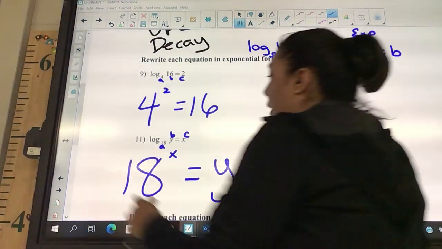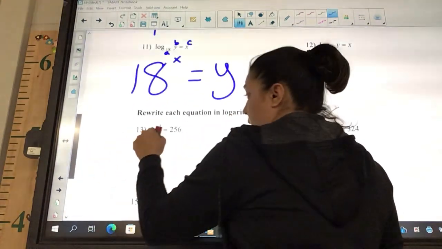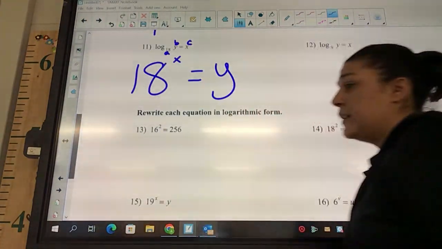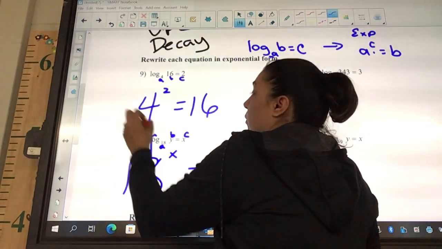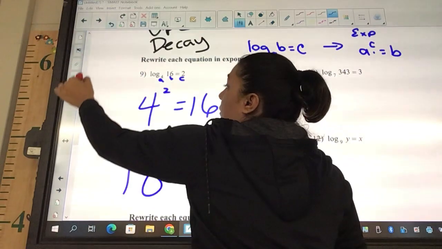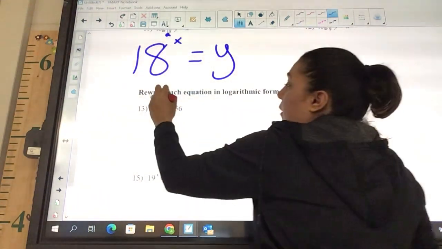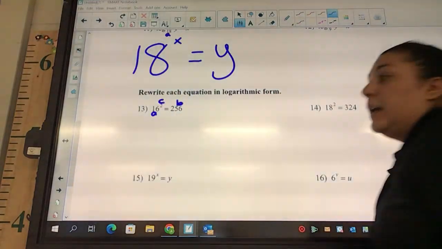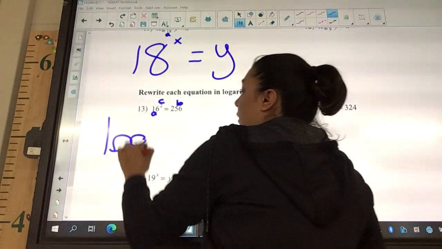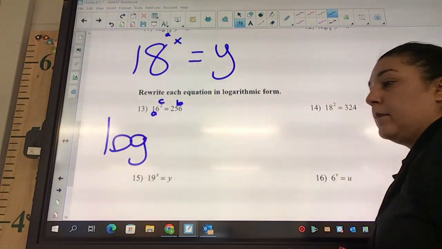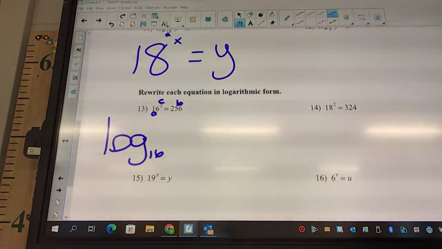Okay, these ones say write it in the log form. So we can label these. What's the 16? A. The 16 is A. What's the 2? B. C. A, C, B. Okay, so when we write this, it's going to look like log of what? 16, and it should be a baby 16. You can clearly see that mine's small.